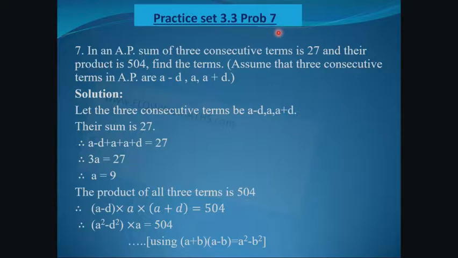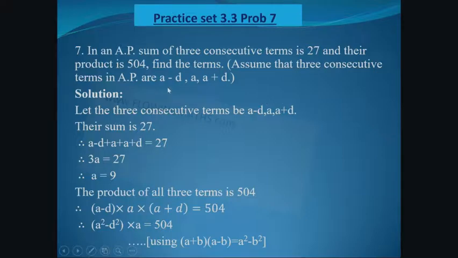Practice set 3.3, problem 7. The sum of 3 consecutive terms is 27 and their product is 504. Find the terms. Assume the 3 terms are a minus d, a, and a plus d.